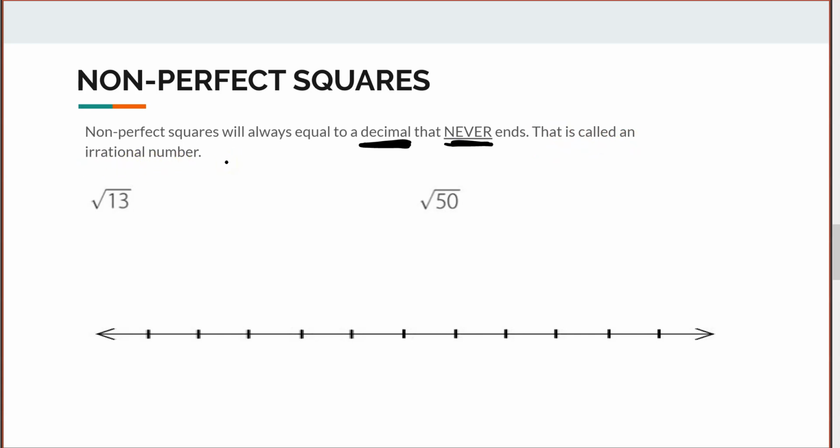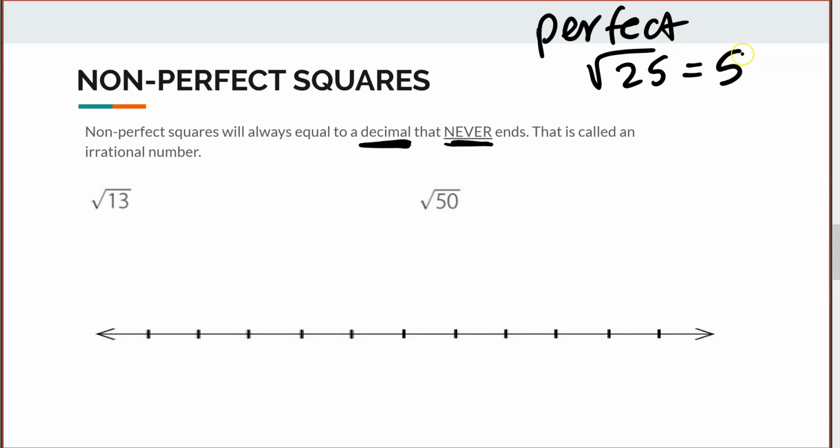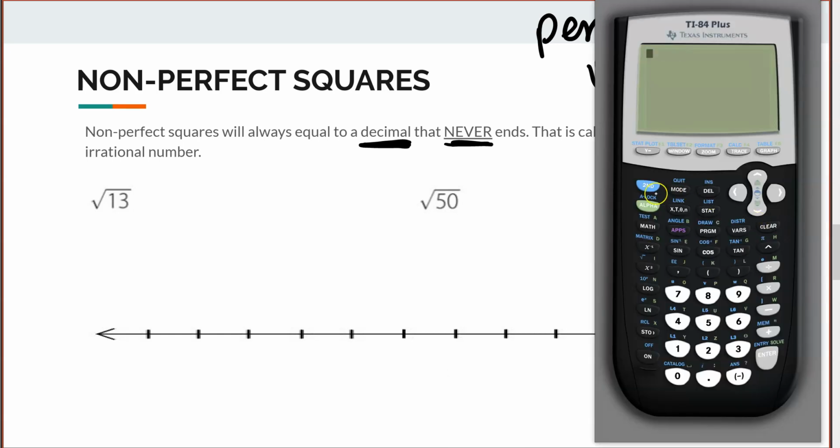So we saw the other ones, the perfect squares. We saw square root of 25 just equaled 5, right? It didn't give me any decimal or anything. Now, if I do square root of 13, oh no, look what happens. It is not a perfect square. It gives me a decimal and it never ends. All right, this number actually keeps on going and going.